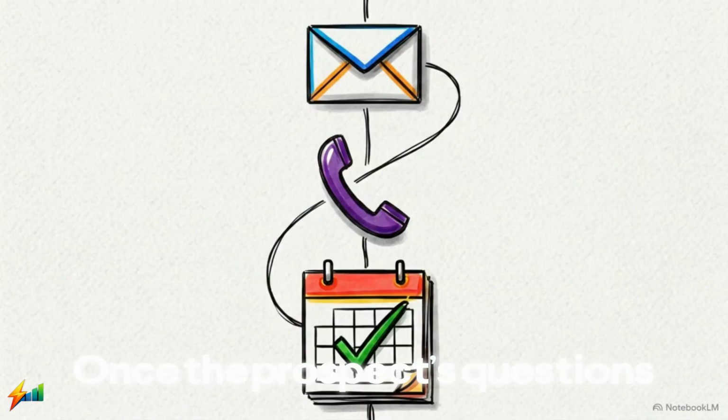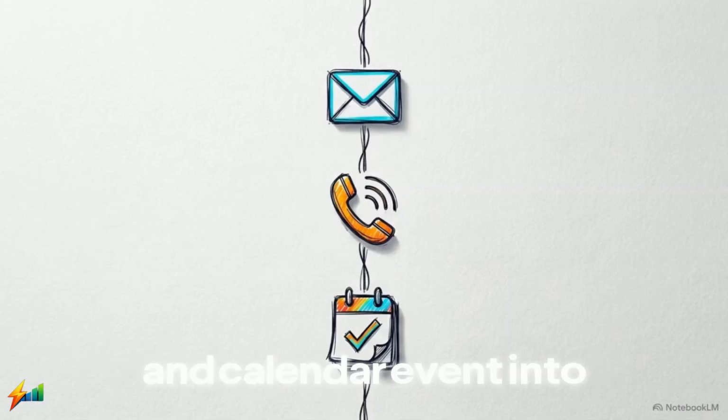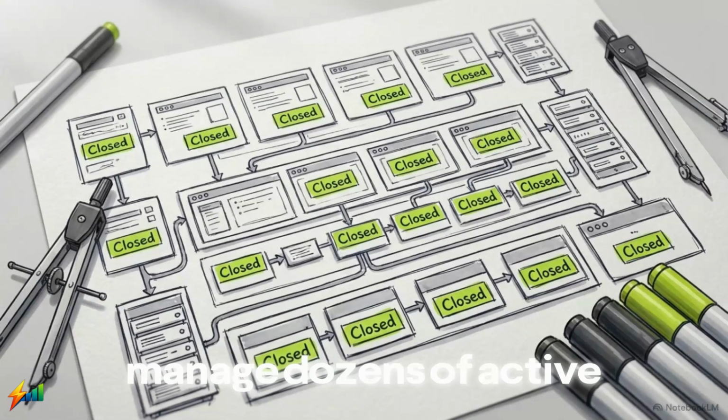Once the prospect's questions are resolved, the agent suggests a meeting time, secures the appointment, and drops it right onto the client's connected calendar. Pulling every message, call, and calendar event into one timeline removes the chaos of jumping between different apps. It allows you to manage dozens of active deals with virtually zero friction.